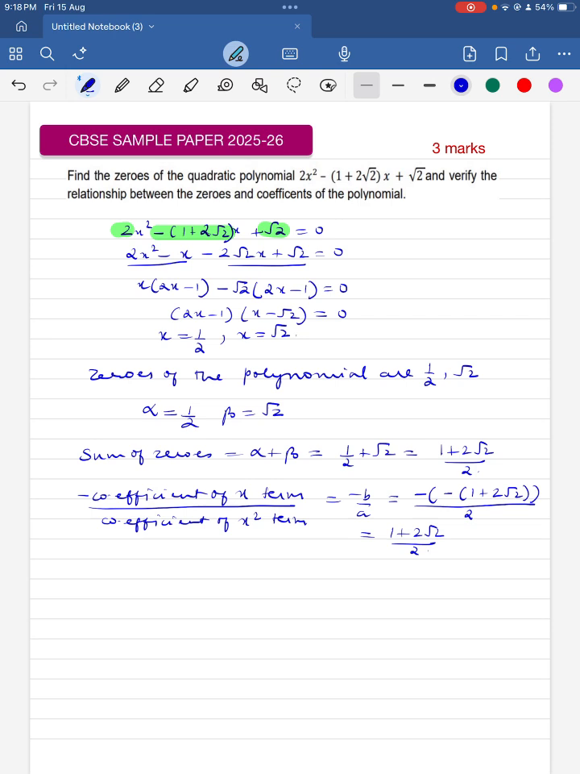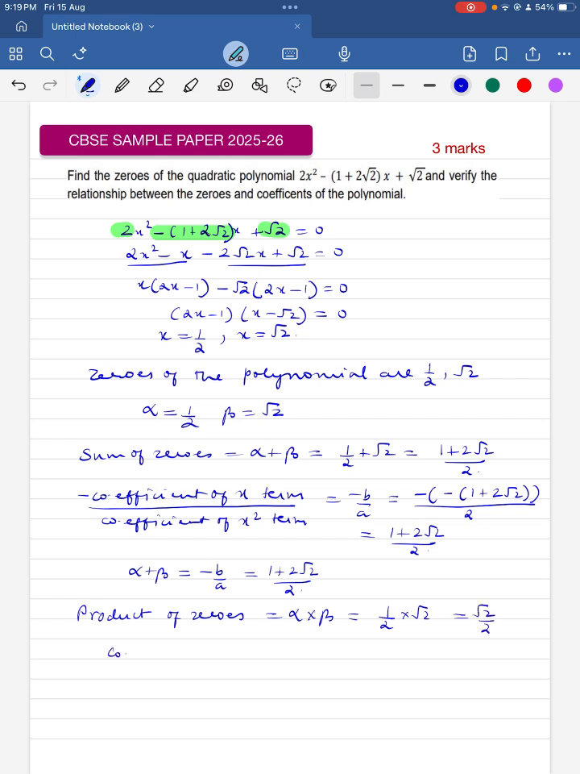Now if you notice, we got the sum of zeros alpha plus beta is equal to minus b by a, and that's equal to (1 plus 2 root 2) by 2. Okay, now let's find the product of zeros. Now product of zeros is equal to alpha times beta, and that's equal to 1 by 2 times root 2, which is equal to root 2 by 2.